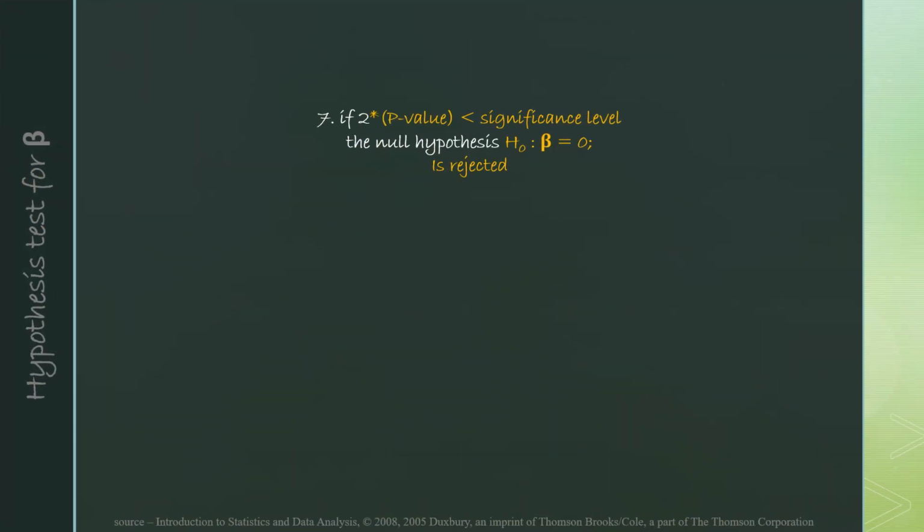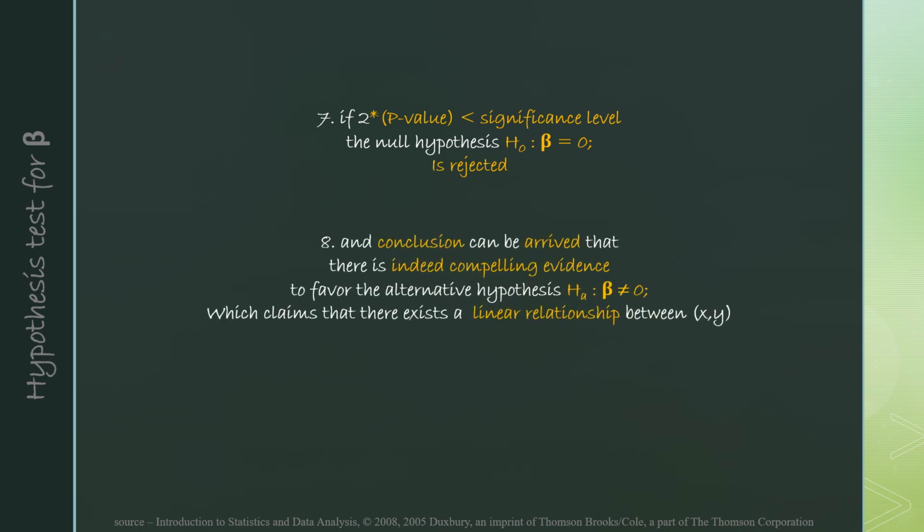If 2 multiplied by p-value is less than the significance level, the null hypothesis H0: beta equals 0 is rejected. And the conclusion can be arrived at that there is indeed compelling evidence to favor the alternative hypothesis HA: beta not equal to 0, which claims that there exists a linear relationship between x and y, and applicability of a simple linear regression model is considered useful in this case.